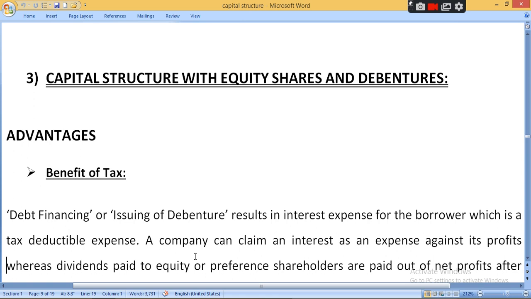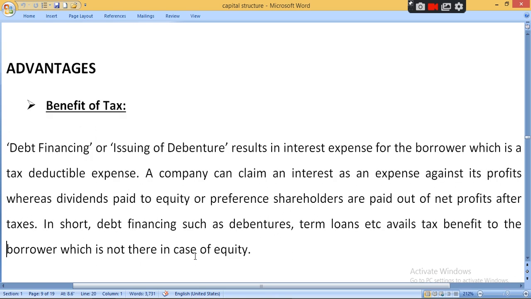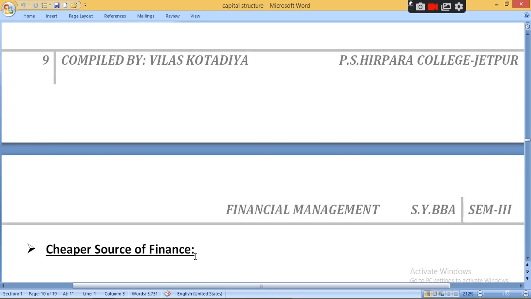Equity share and debenture. So benefit of tax we already discussed, if in your capital structure there are two types of equity and debenture, so tax benefit is available, clear? Company has to pay interest to the debenture holder, so interest is considered as expenditure and interest is considered as a tax deductible expense. Company jetlo interest pay karse etlo company tax ocho pay karvano, so tax benefit is available whenever company uses debenture in their capital structure.